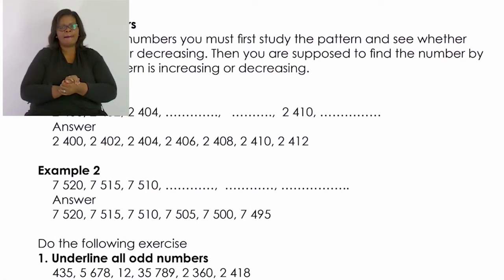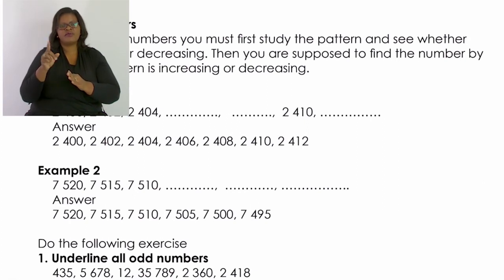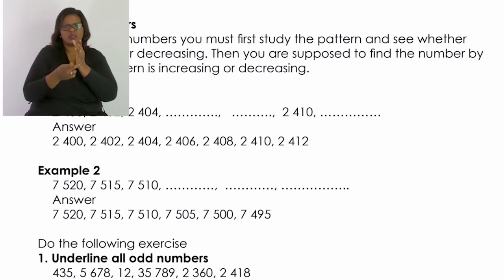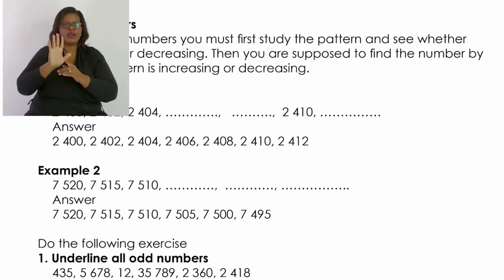Our first number on the second example is 7,520, followed by 7,515. Then the third one, 7,510. If you look at the first two numbers, we are having 20 at the end, then the second one is having 15 at the end. It means our numbers are going down. But for them to change from 20 to 15, it means they are going down by 5. So it means we are supposed to subtract 5 for us to get the next term.